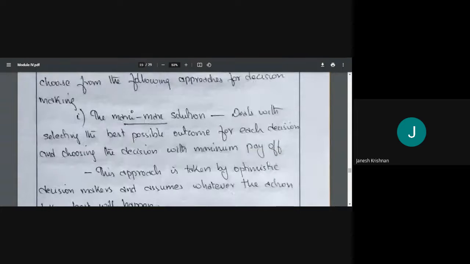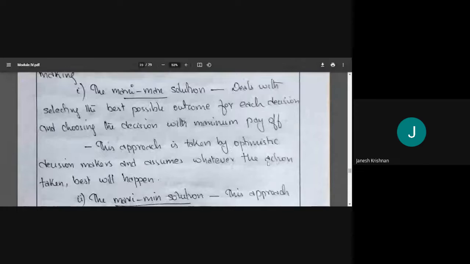So in such situations, the decision maker chooses from different approaches for decision making. The first one is the maxi-max solution. This approach is taken by optimistic decision makers. Here we assume that whatever will happen, the best will happen. So maxi-max, everything is maximum, everything is best. This is selecting the best for each decision, the decision with the maximum payoff.